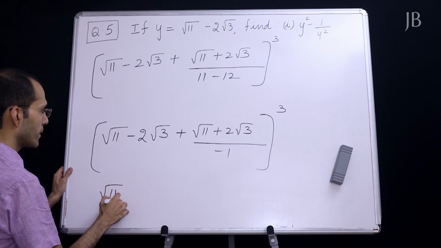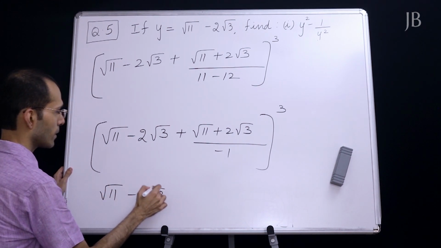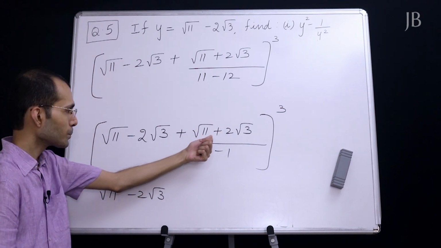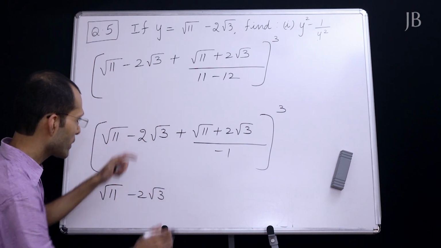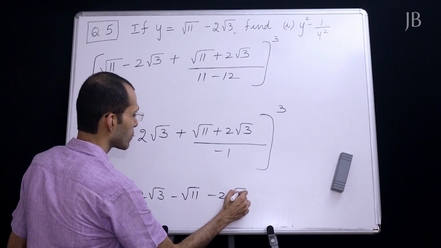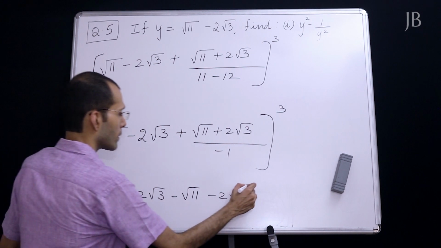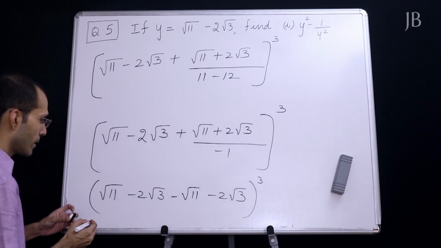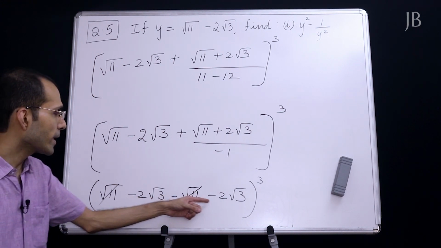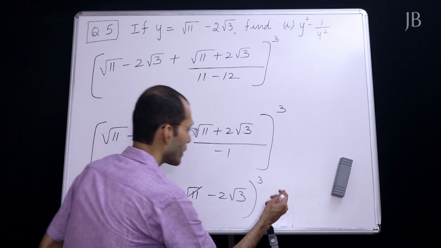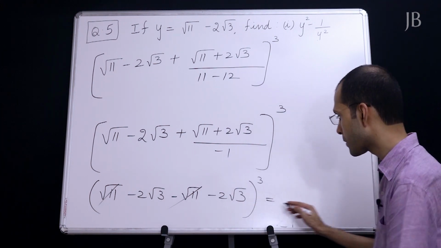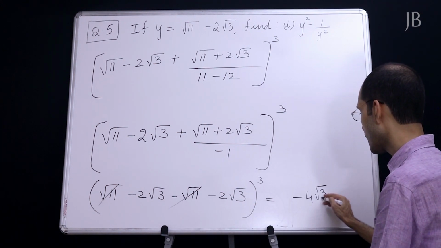Now this will be root 11 minus 2 root 3. This sign you will have to give it to the numerator. Okay, first let me deal with this. This would be now minus root 11 minus 2 root 3, the whole cube. So what gets cancelled now? Oh, this gets cancelled, nice. Minus 2 root 3 minus 2 root 3 will be how much? Minus 2 root 3 minus 2 root 3 would be minus 4 root 3, the whole cube.